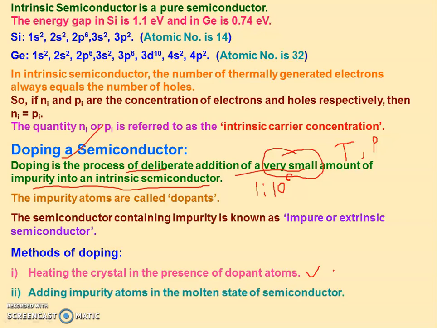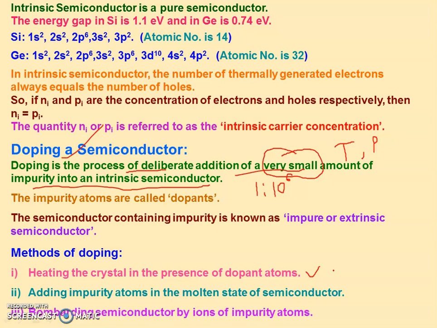Second process is adding impurity atom in the molten state of semiconductor. Now we have to put the semiconductor, means pure semiconductor, and dopant and give them the heat energy to convert these material into the molten state and then get it solidification. So we are adding the impurity atom to the semiconductor.